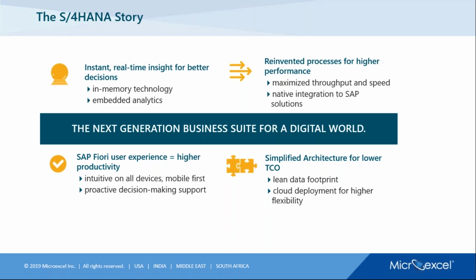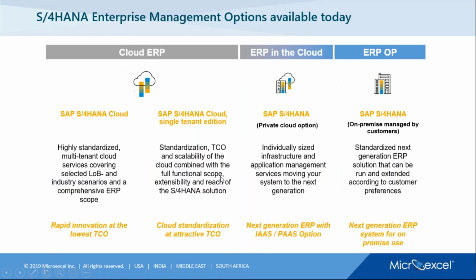It will be good to take a look at what options are available today. We have the cloud ERP offering, which we now call SAP S4HANA Cloud. We have S4HANA Cloud Single Tenant Edition, and then we have SAP S4HANA On-Premise and On-Premise hosted in a private cloud option. Private cloud means providers like AWS, Azure, Google Cloud Platform, and so on.